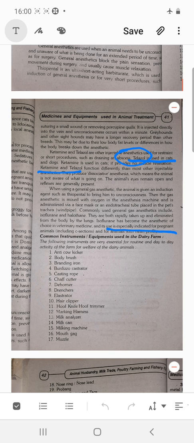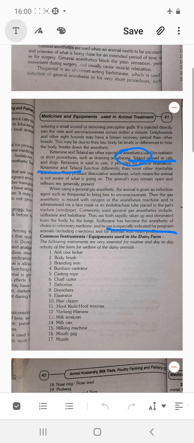So this anesthesia is used in pregnant animals. Okay, isoflurane and halothane. Common instruments and equipment used in dairy farm.